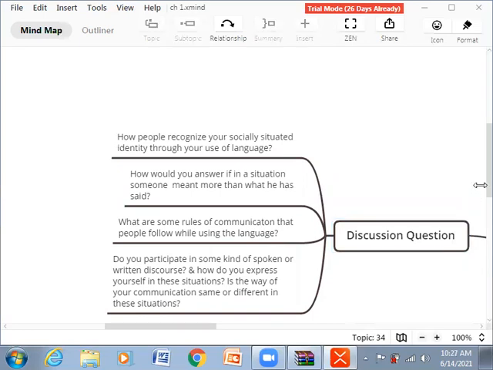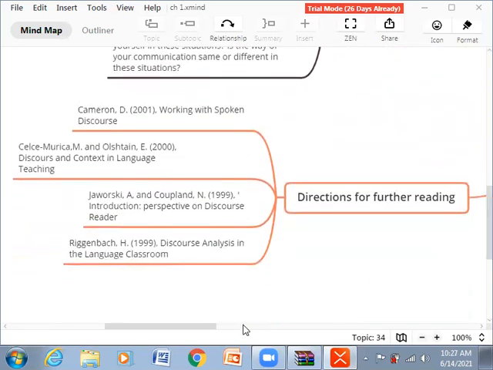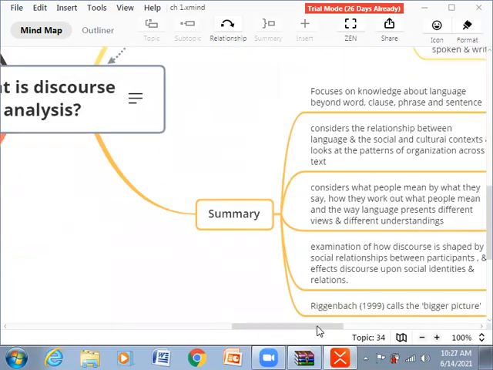So there is also a summary of the chapter. Yes, let me explain.